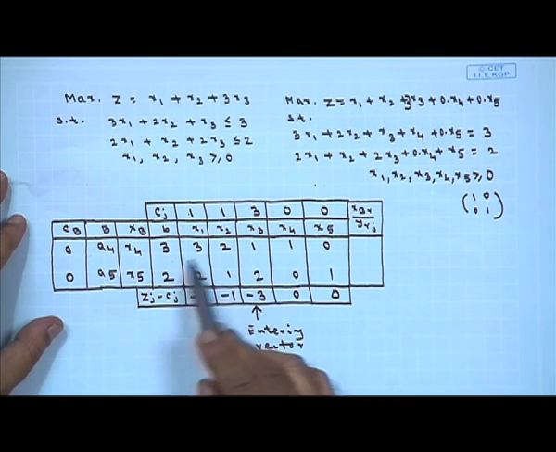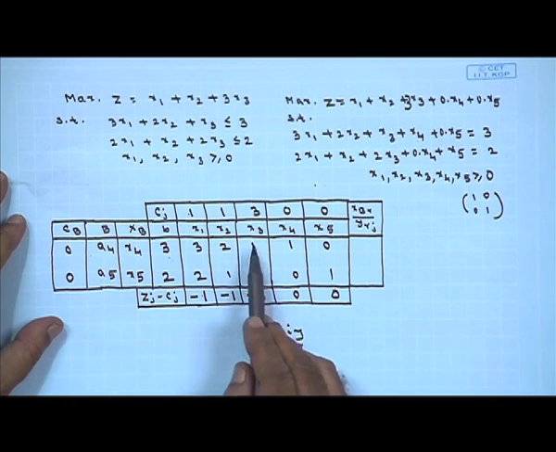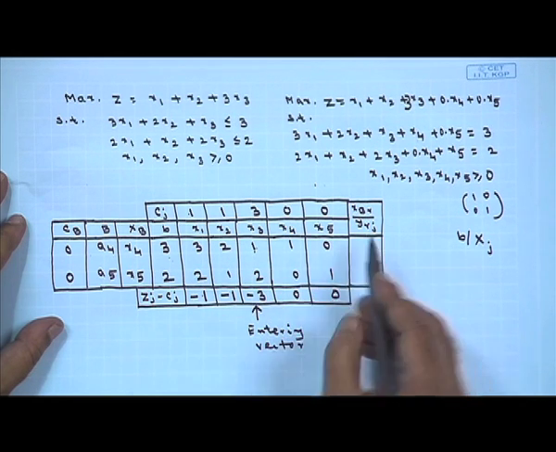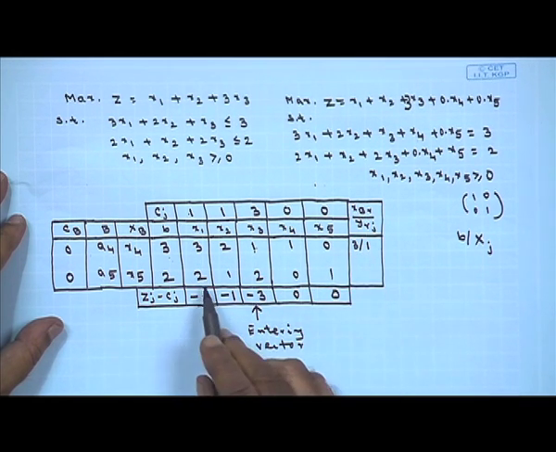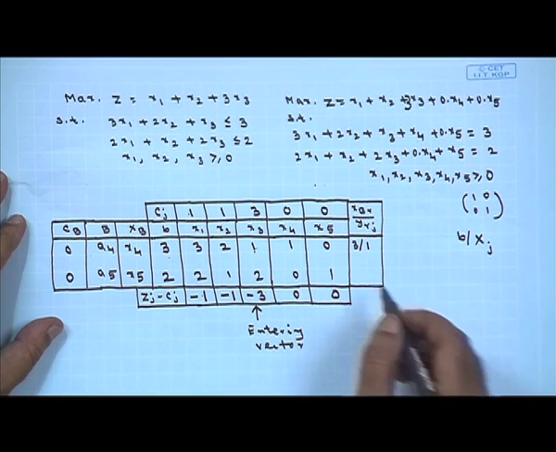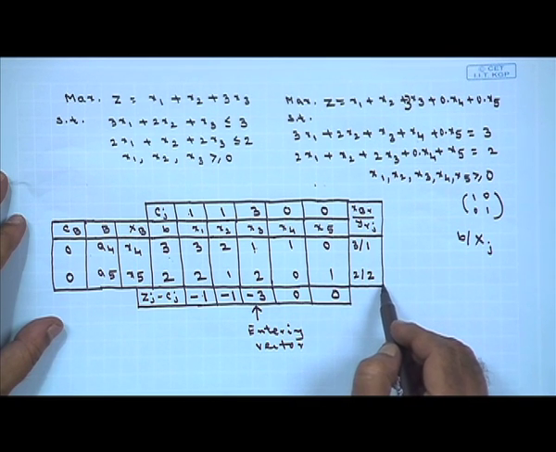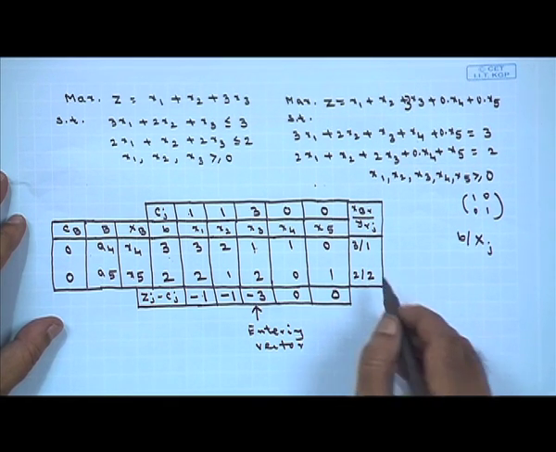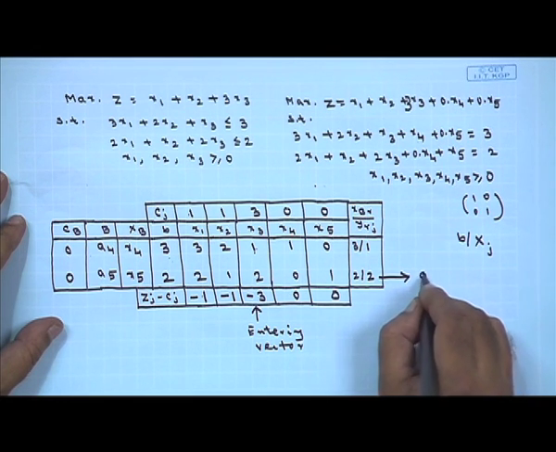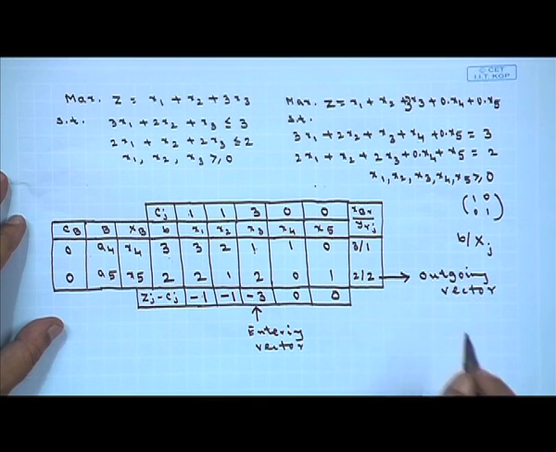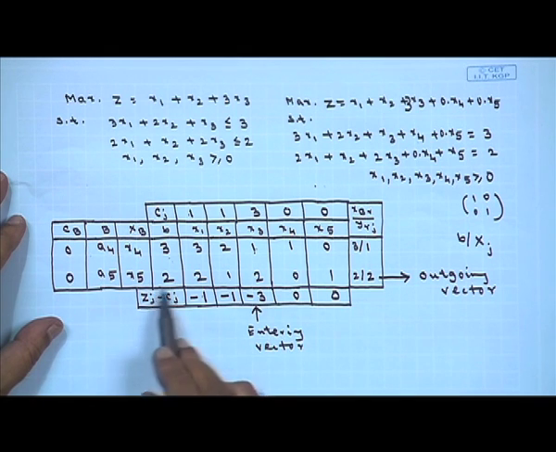So, in this case it is 3 divided by 1, b divided by the x j corresponding to this. So, the first one is 3 by 1, the second one is 2 by 2. So, the first value is 3, the second value is 1. The minimum value of these two is 1. So, your outgoing vector is x 5, and x 3 will enter into the basis.